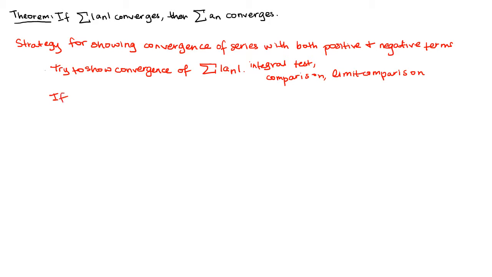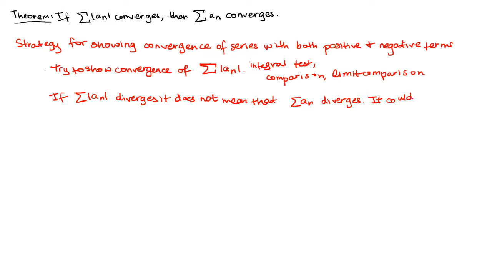If this series of absolute values diverges, it does not mean that our series has to diverge. It could still conditionally converge, though it may diverge.